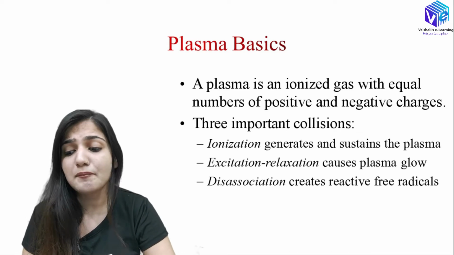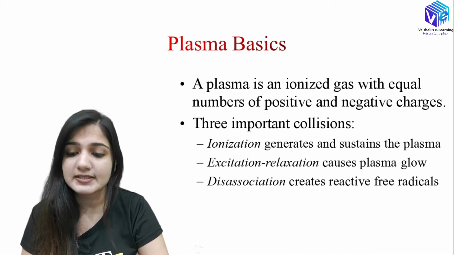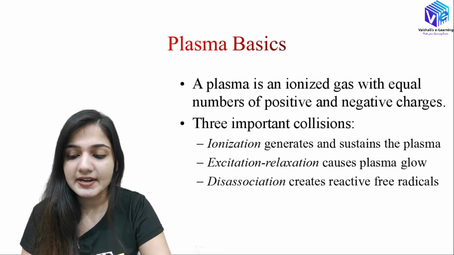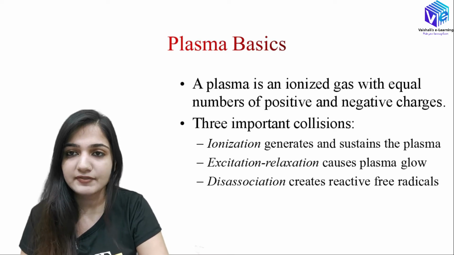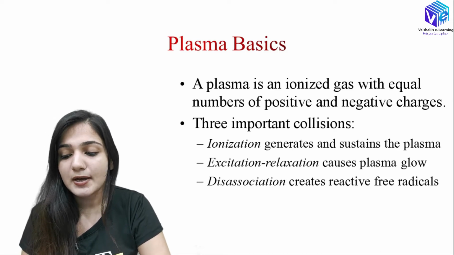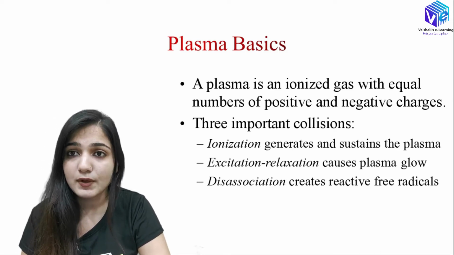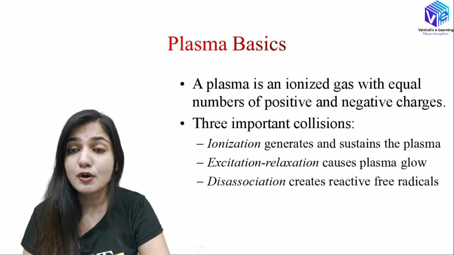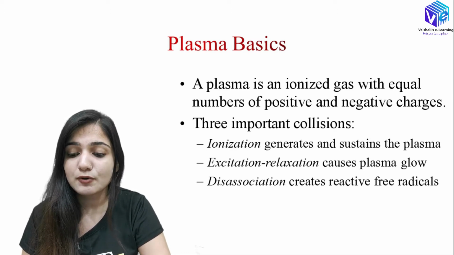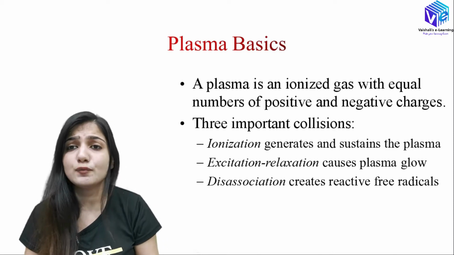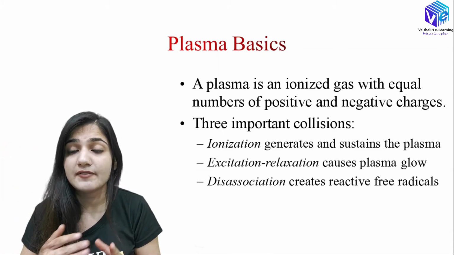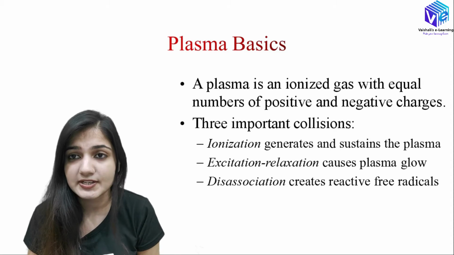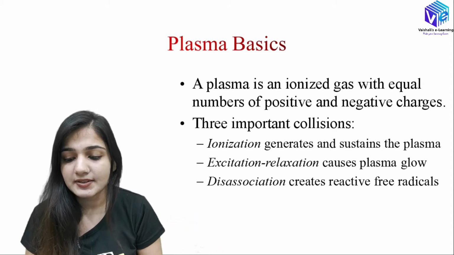So here we have three important collisions that take place inside the plasma. First is ionization, which generates and sustains the plasma. Then we have excitation and relaxation. It will be causing the plasma to glow. Sometimes this plasma glows also. And what is causing this plasma to glow? Excitation and relaxation. I hope you know excitation. In excitation, we have higher energy levels and lower energy levels. So electrons are jumping from higher to lower energy levels. This is excitation and relaxation.